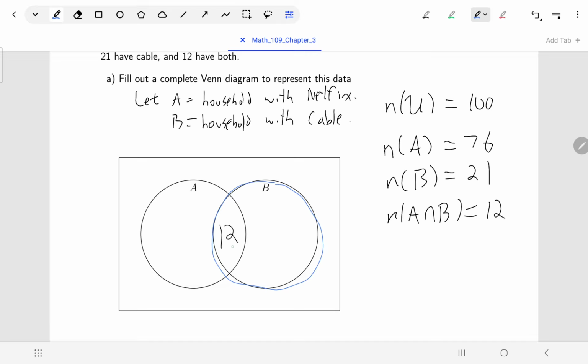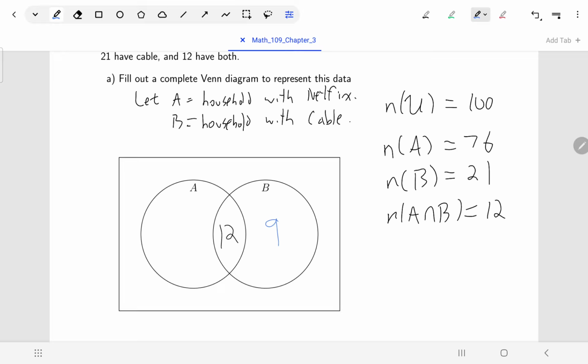Remember, B has two parts to it. There's the part of B that overlaps with A, and then there's the part of B that doesn't overlap with A. So B, I already know, has 12 things in it, so to make it have 21 things in total, I need 21 minus 12, which is 9 more items.